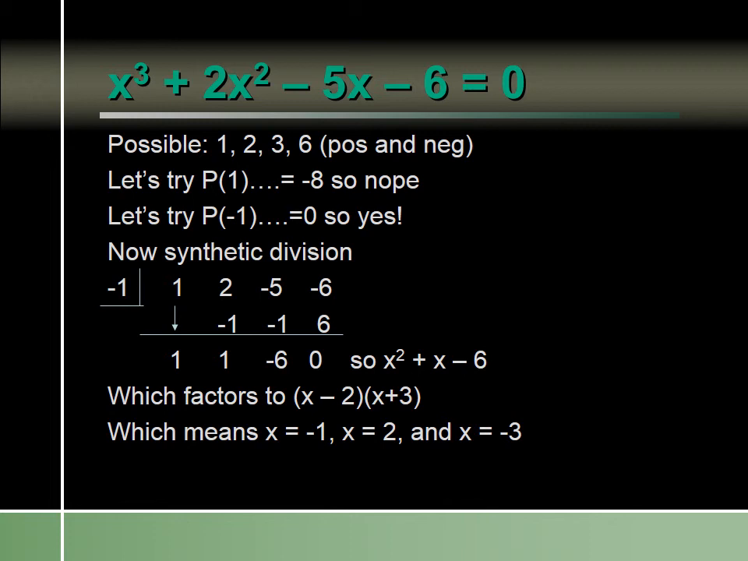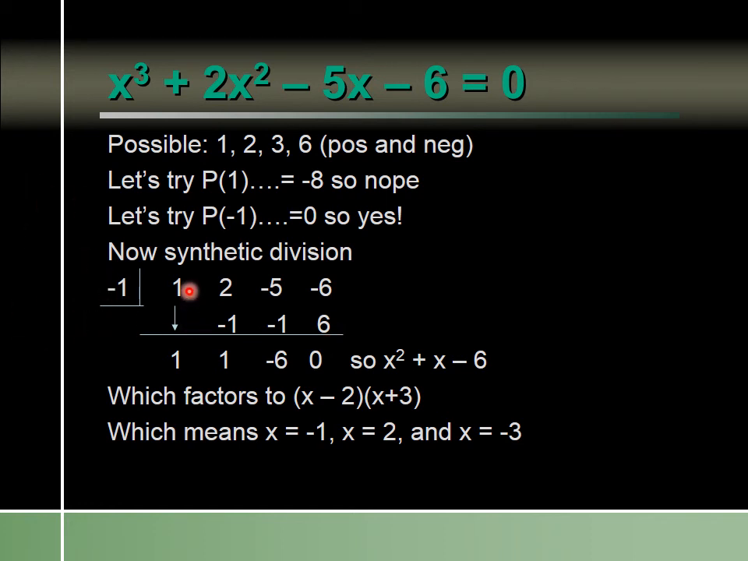Okay, let's try negative 1. So negative 1 cubed plus 2 times negative 1 squared minus 5 times negative 1 minus 6. It equals 0. So yes, negative 1 is an appropriate a value. That's one of our solutions for sure. Since we know that negative 1 will get us a remainder of 0, we're going to use synthetic division now, with negative 1 as our a value. That was the a value that worked.